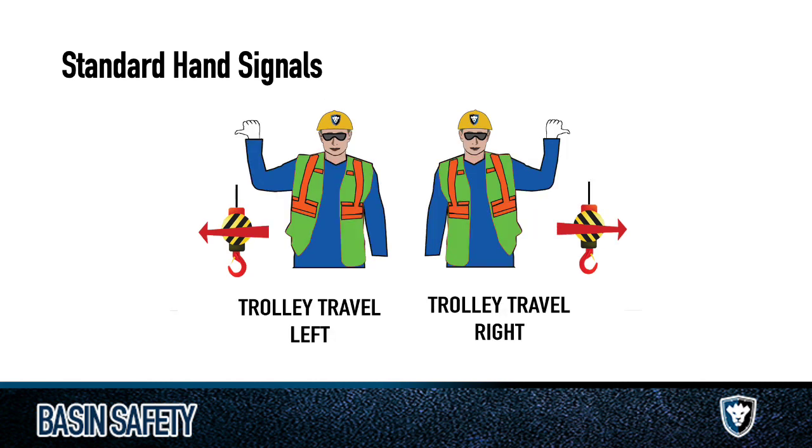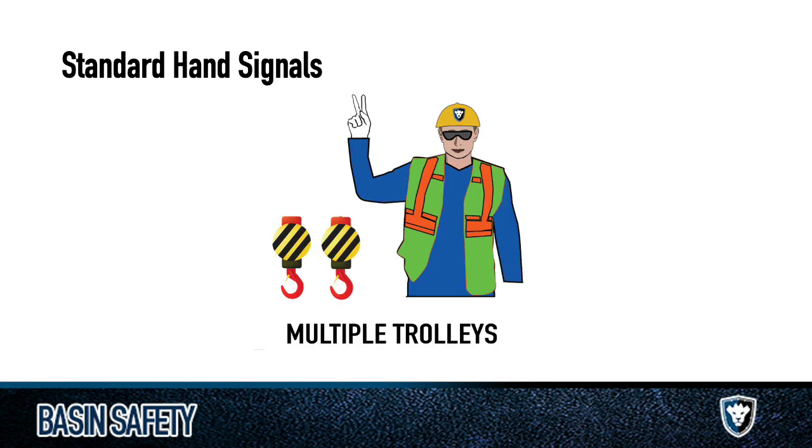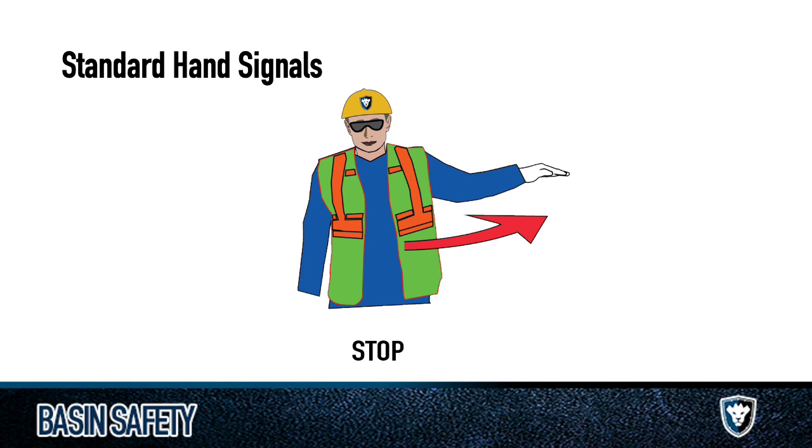Trolley travel, if you're using a trolley, that's going to be a thumb out, basically elbow bent, thumb out towards the left or right, and that's going to tell them which way to take the trolley. If you have multiple trolleys, you're going to indicate that and say, again, you're going to have two. I would do one at a time, but if you're going to move them together, then have your two with your thumb pointed out.